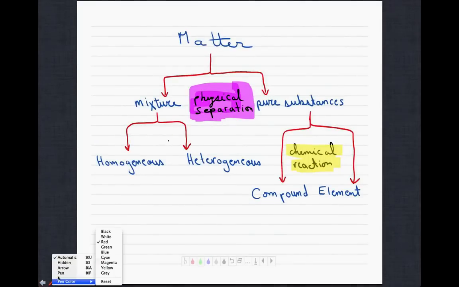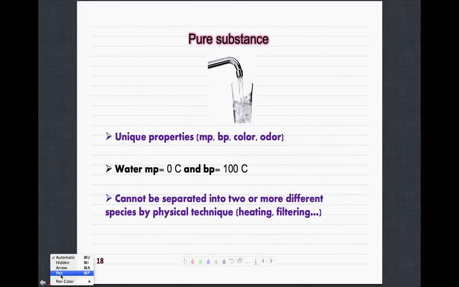Now what we're going to talk about is pure substances, which is the other part of matter. So what is a pure substance? A pure substance is something that has unique properties. It has a unique melting point and a unique boiling point. It cannot be separated into two or more different species by a physical process. Okay, that definition is kind of a gray area.